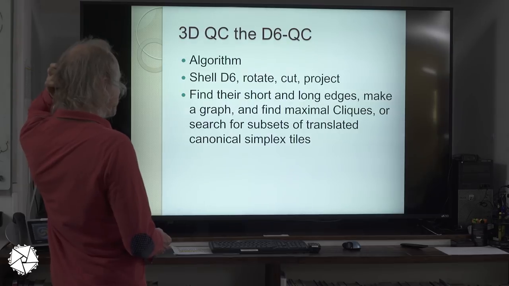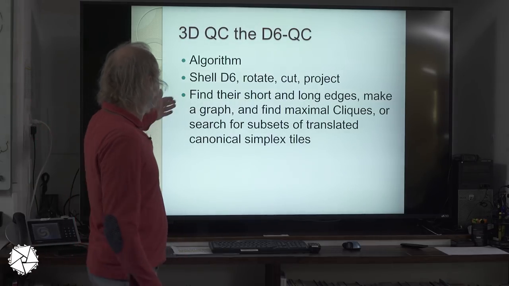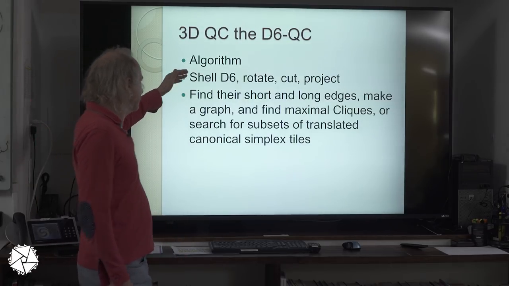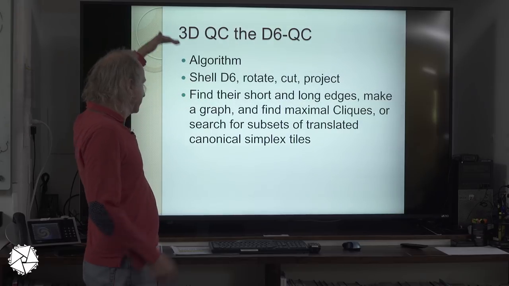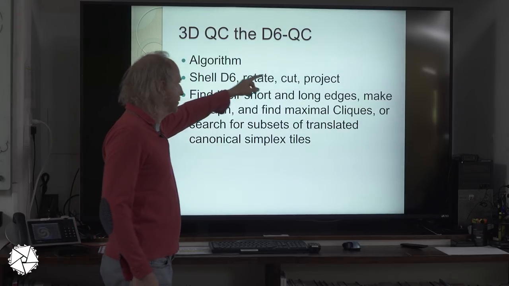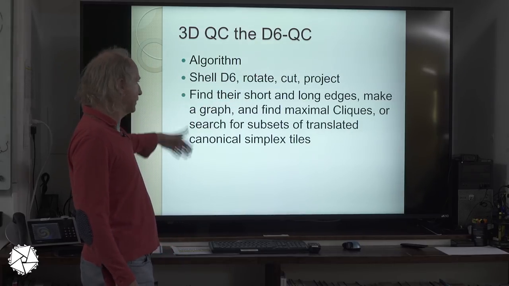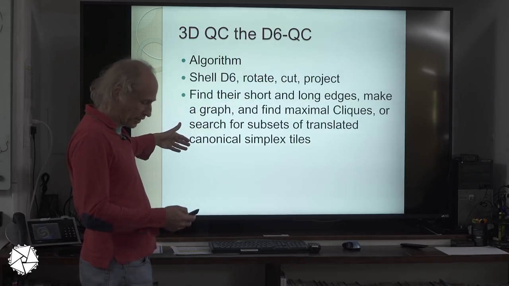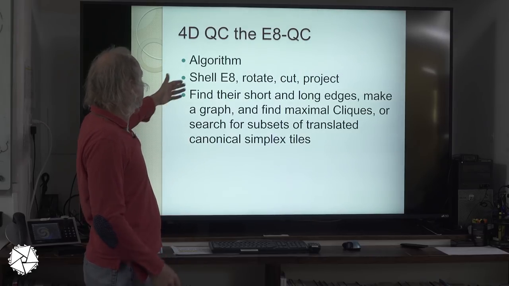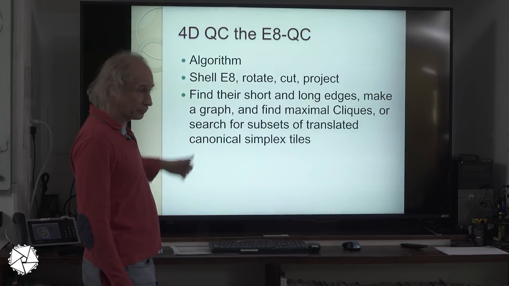And so for the D6, it's the same. So first, the first method is very simple to use. D6 shells, rotate, cut, and project in Dirichlet integer coordinates, and then I can use one of these methods to get the tiles. It works also for E8.